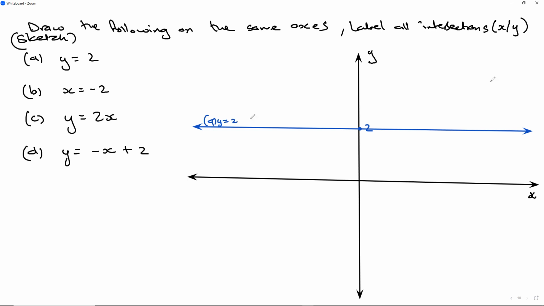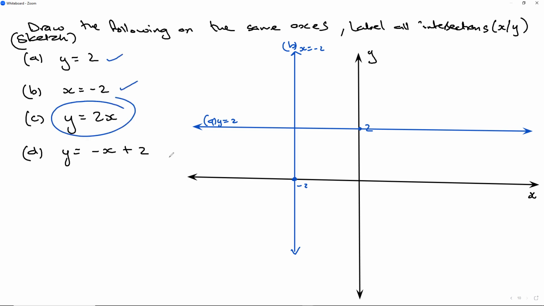The next one is x equals negative 2. That would be a vertical line going through negative 2, just like the horizontal line, but on the left-hand side of the y-axis at negative 2. And that would be the line x equals negative 2. All right, that one's done.